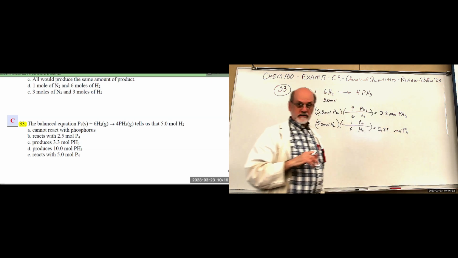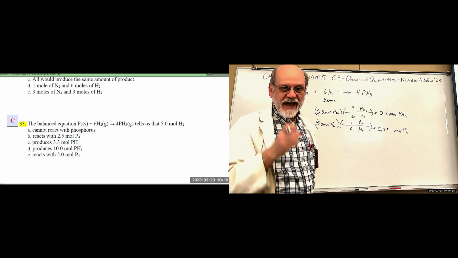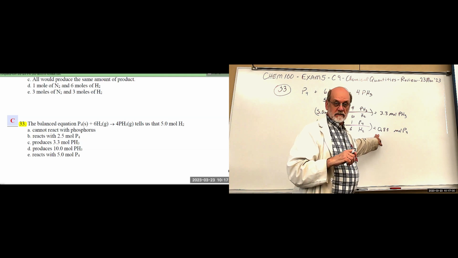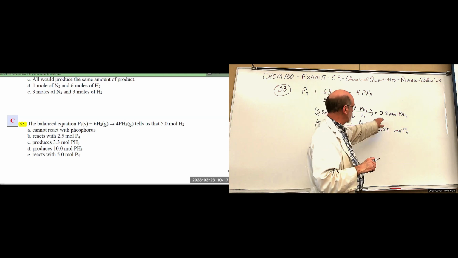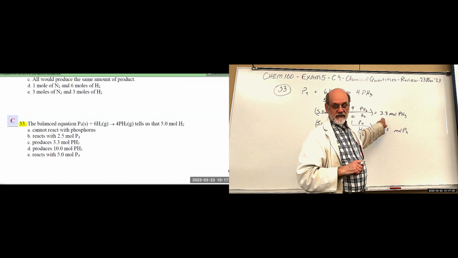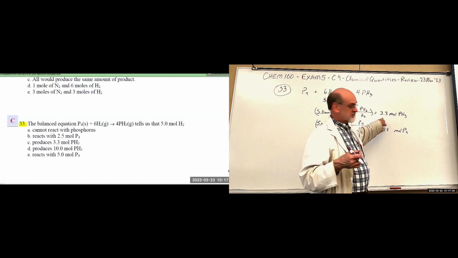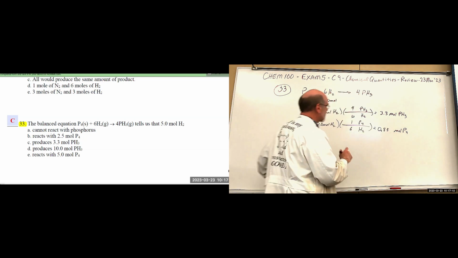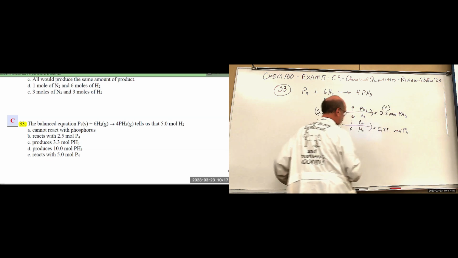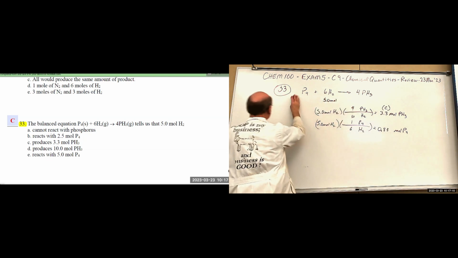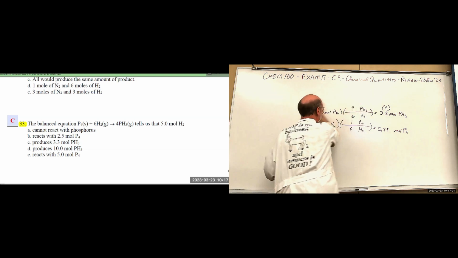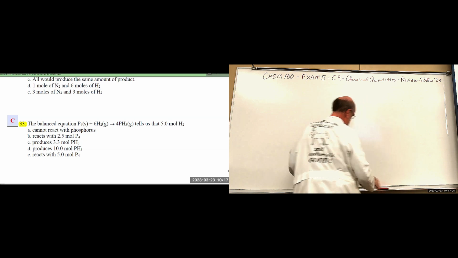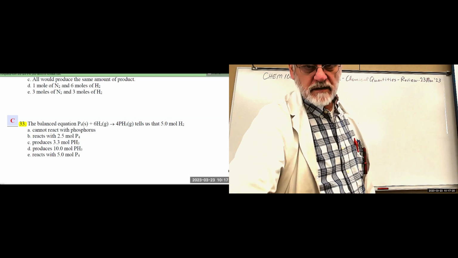Now we can look at our answers. B, reacts with 2.5 moles of P4. No. Produces 3.3 moles of PH3. There you go. That's your answer. The rest of them are wrong. We found our answer right here. That's C. All right. Here we go. Next.